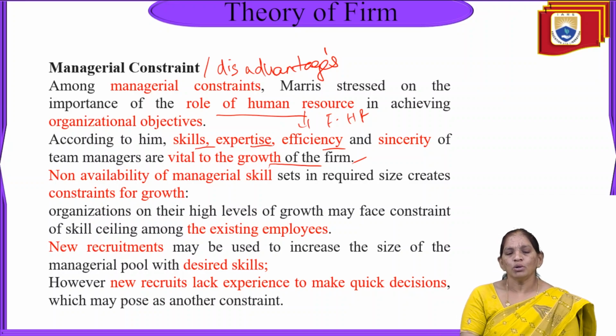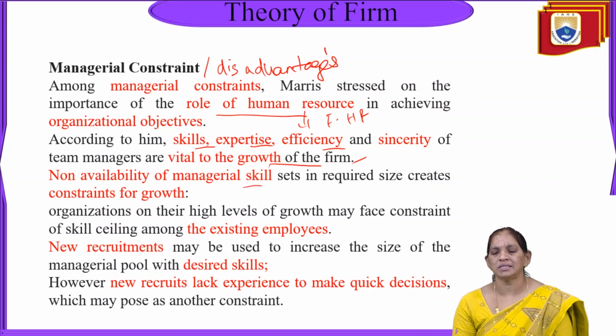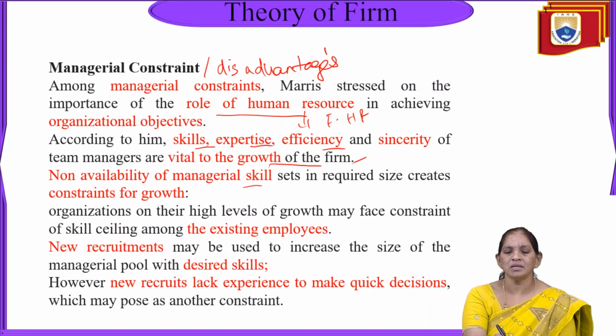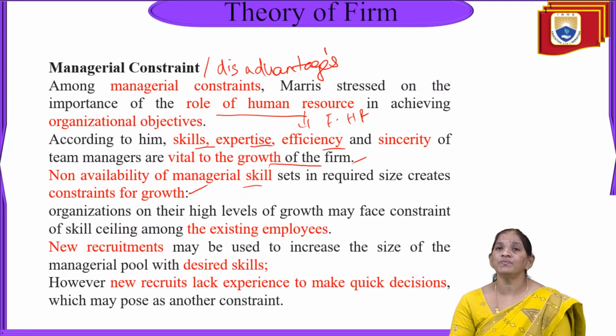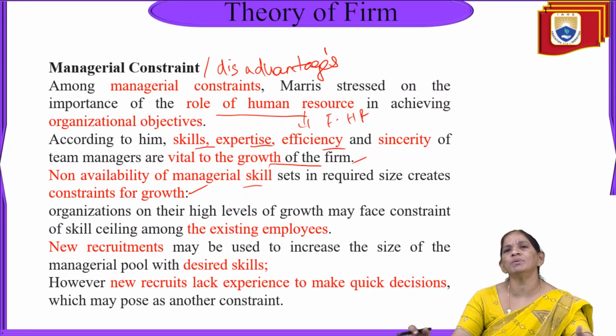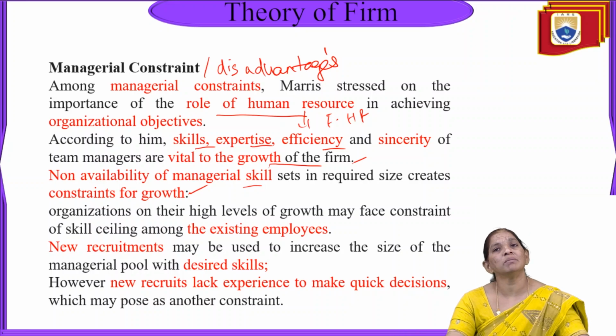Along with that, non-availability of managerial skill sets while increasing the size creates a growth constraint. It means the manager may have skills, expertise, efficiency and sincerity, but if that many skilled persons are not available in the team, then the manager also can't work in a vital manner. So non-availability of these skilled personalities, or human resource, automatically becomes one of the disadvantages for the growth of the organization.